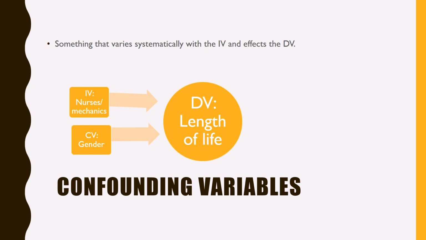Okay, so the confounding variable is something that varies systematically with the IV. We also call it the alternative IV, so it's something that looks like an IV but isn't the IV, and we don't want it.